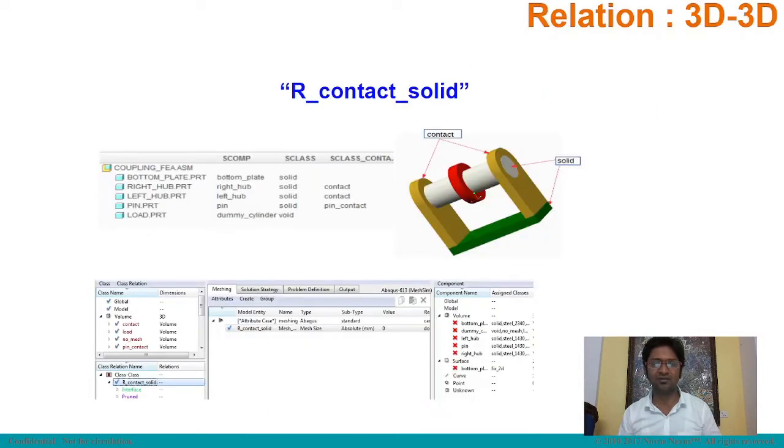Let's see a relation between three-dimensional classes. So let's say contact and solid, these are my two classes. Contact is assigned to these two CAD parts, that is my left hub and right hub, whereas solid class is assigned to pin structure and this green bottom plate. And in the abstract model file, we have used the relation between contact and solid class to set up the physics. So let's see how the attribute gets transferred to the actual geometrical entity.